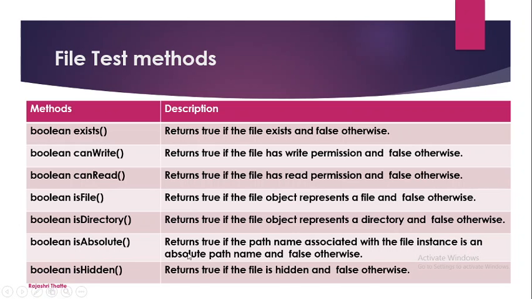What path is associated with the file? If that file path is absolute, it will return true. So it returns true if the path name associated with the file instance is an absolute path name, and false otherwise. While creating the file object, if a complete absolute path is given there, it will be considered an absolute path available with the instance, so it will give a return value of true, otherwise it will be false.